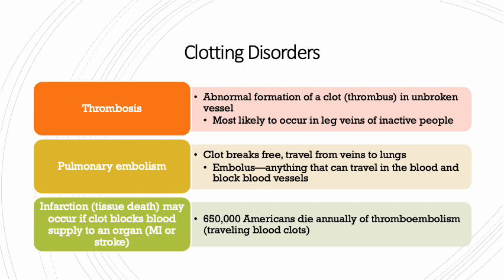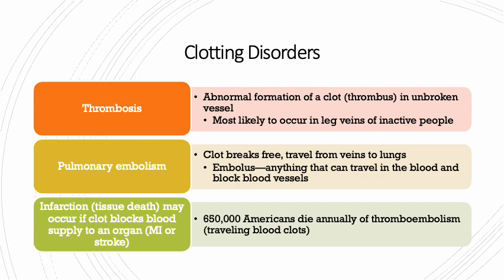Okay? Anything that travels in the blood and blocks blood vessels is an embolus. So a pulmonary embolism is just the state of having one of those in the lungs. These can be fatal. And then there's an infarction, which is tissue death. And this can be caused if clots block blood supply to an organ, mainly the heart and the brain. So this is either a heart attack or a stroke.